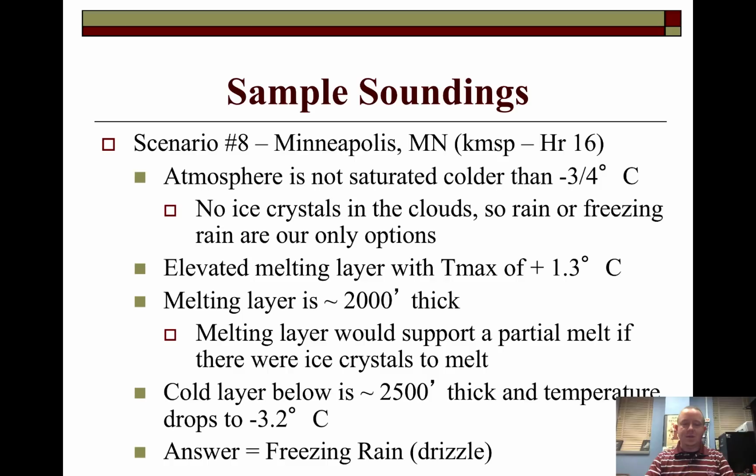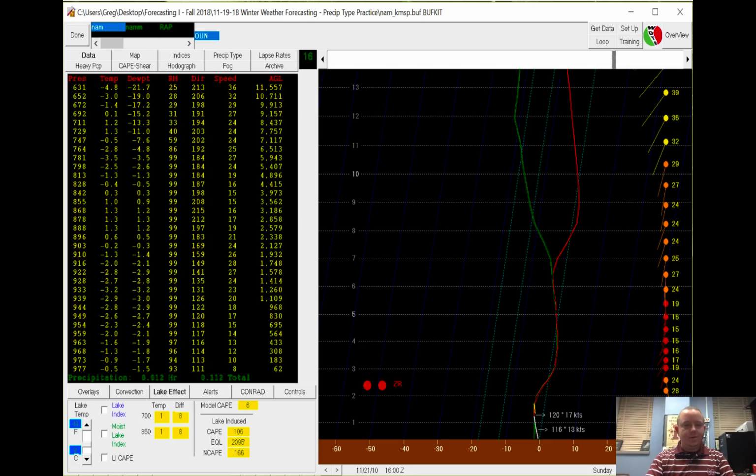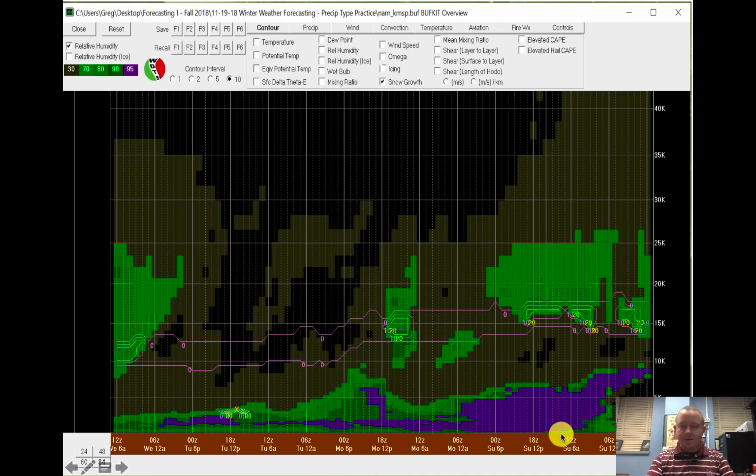All right, Minneapolis, Minnesota. Let's break this one down. Same problem as the last one, but now it's way more obvious. I mean, you almost don't even need to look at the overview, but still, let's do it. Let's be smart. Let's always look at it to be sure. 16Z on Sunday. Let's look at it. You got some high-level moisture, but look at that gap. I mean, you're talking a 7,000 foot gap here, all right? So there's no moisture in the snow growth region. This is about as obvious as it gets. And what a shallow cloud you have, it's pretty shallow there.